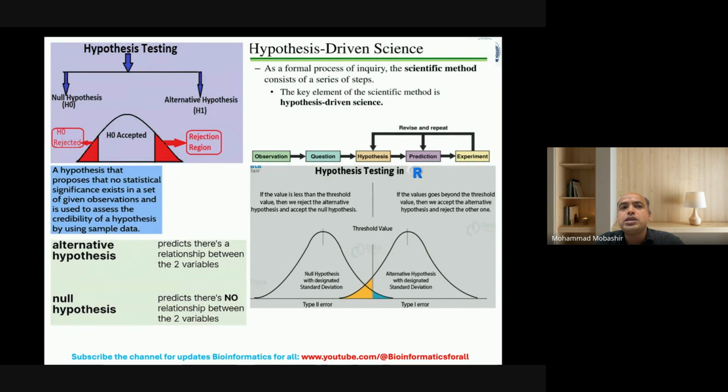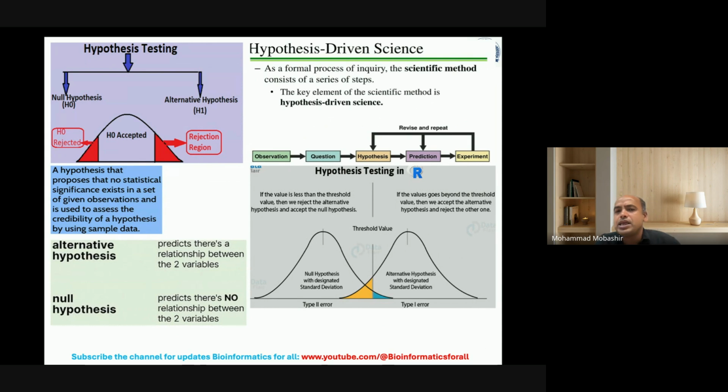Now, hypothesis testing involves a null and an alternative hypothesis. Null is H0, and the alternative hypothesis is H1. The null hypothesis proposes that no statistical significance exists in a set of given observations, and is used to assess the credibility of a hypothesis by using sample data. So what is the alternative hypothesis? It predicts there is a relationship, or some kind of statistical significance. So this is the basic difference.